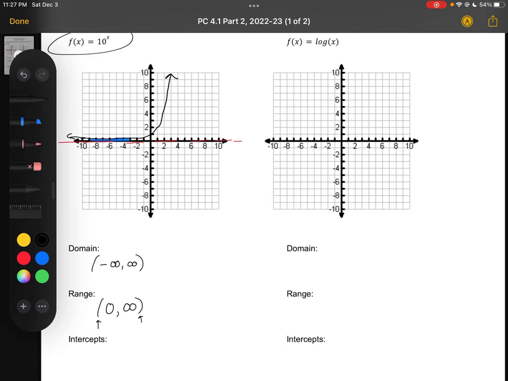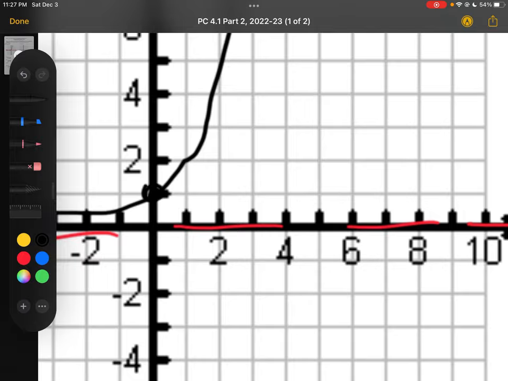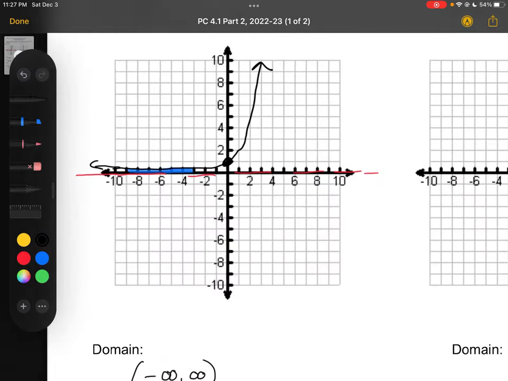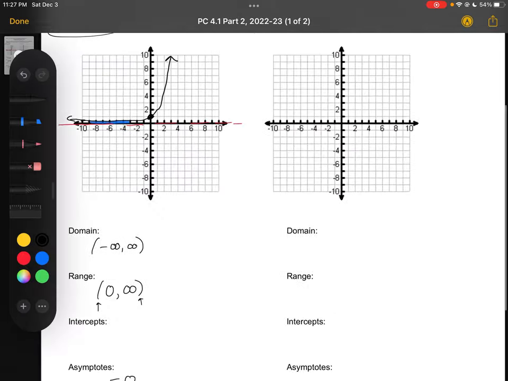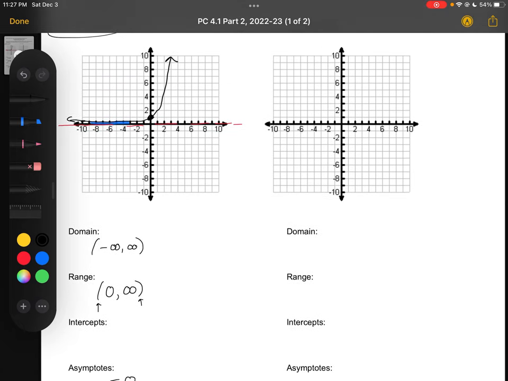The next thing is intercepts. Because we do not touch the x-axis, we do not have x-intercepts in this situation. So in a standard non-transformed, non-moved exponential function, we are not going to see x-intercepts. But if we zoom in, we do cross over the y-axis at this point. So we will see on this particular example a y-intercept at 1.